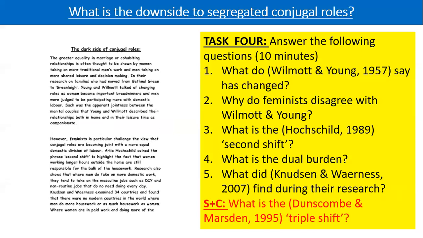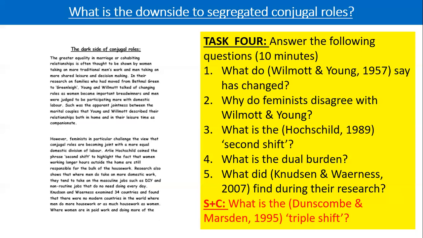So we answer number 3 and 4 together here. It's just this idea that, yes, they are going out and working now, which is brilliant. And that's an economic shift, as it were, but they're also doing a domestic shift as well. So they're taking on the housework as well as working, and that's also referred to as a dual burden.